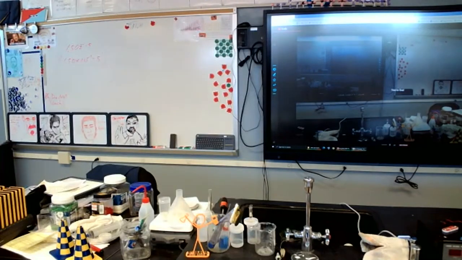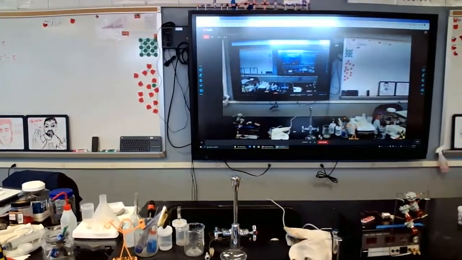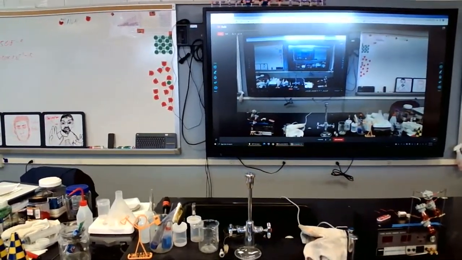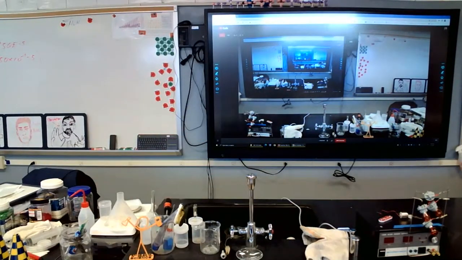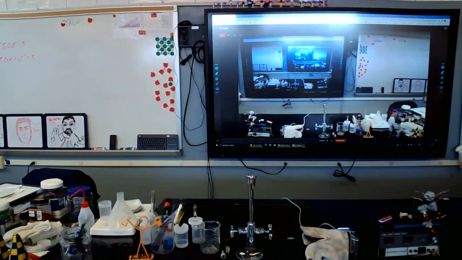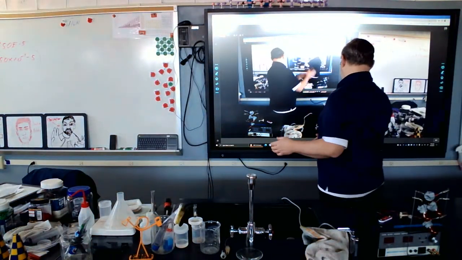So glad that the USB is actually working. Because when the janitors rolled in the new tables, they stretched the USB cord like, oh, it broke. It didn't break. Okay. USB still working, hopefully. Let's see. Yep, audio's working too.